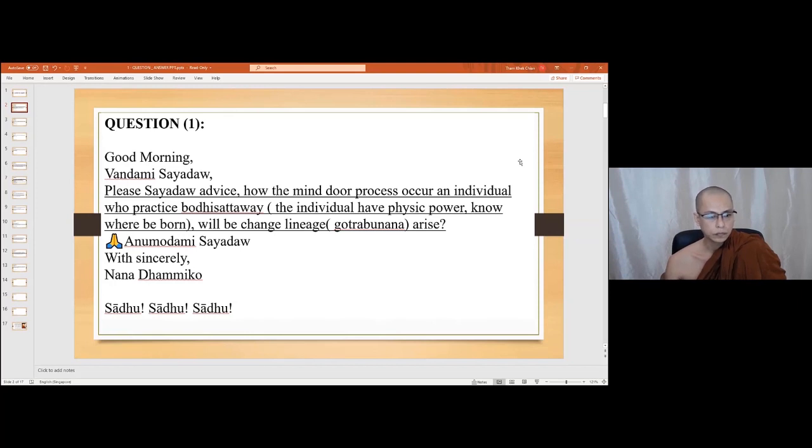First question is: how does the mind process occur in an individual who practices the bodhisattva way? The individual has psychic power, knows where they will be born, and their lineage will change; Gotrabhu arises. I'm sorry, I cannot discuss this question because it relates to the Mahayana tradition. Our Theravada Abhidhamma tradition does not mention the bodhisattva way, so I lack the knowledge. Also, the name Gotrabhu is the same, but the reference will be different. So I'm sorry to say that we are not going to discuss this question.